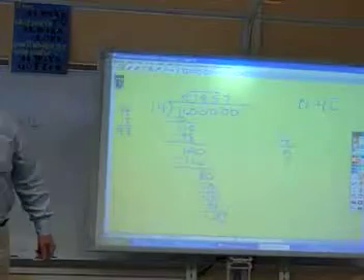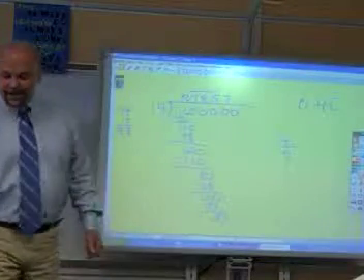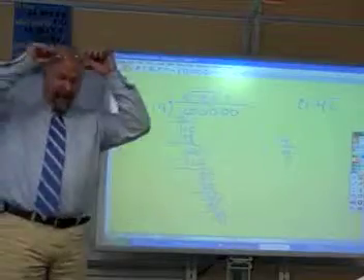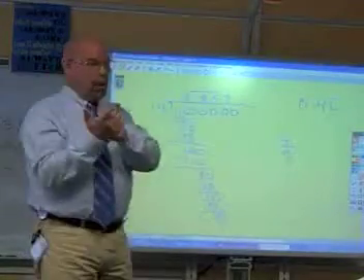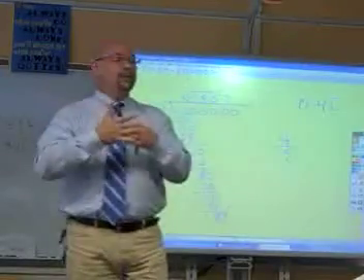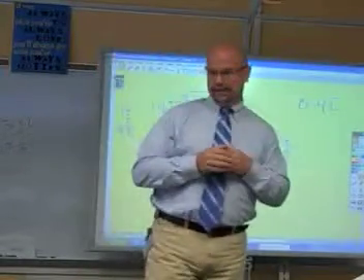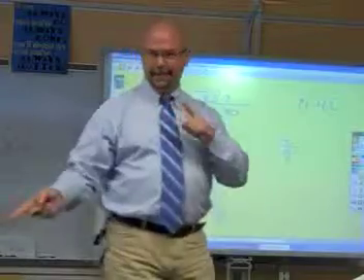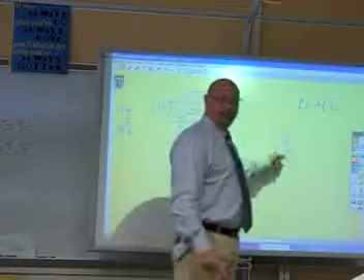All right, so we are doing 1.3, introducing irrational numbers. And just to review, rational numbers we know are what? They are rational, they make sense, but how can we prove that they are rational?